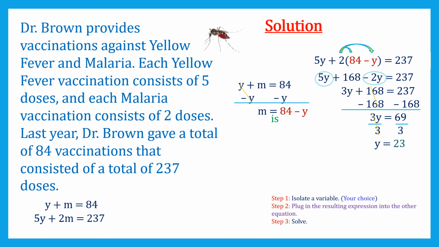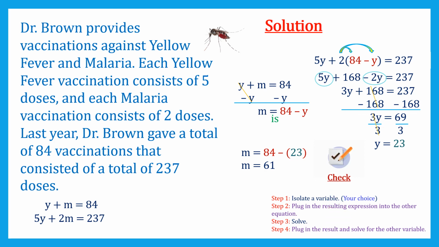Now that we have a value for Y, I can go ahead and substitute it into the expression 84 minus Y to get the value for M. So M is equal to 84 minus 23. M is therefore equal to 61. Please don't forget to check your answers. You always plug it in and check to make sure the values are right. But my final answer is 23 yellow fever and 61 malaria vaccinations.